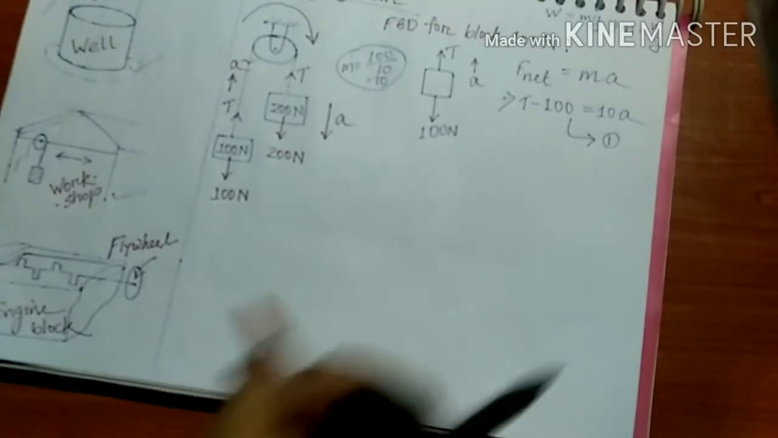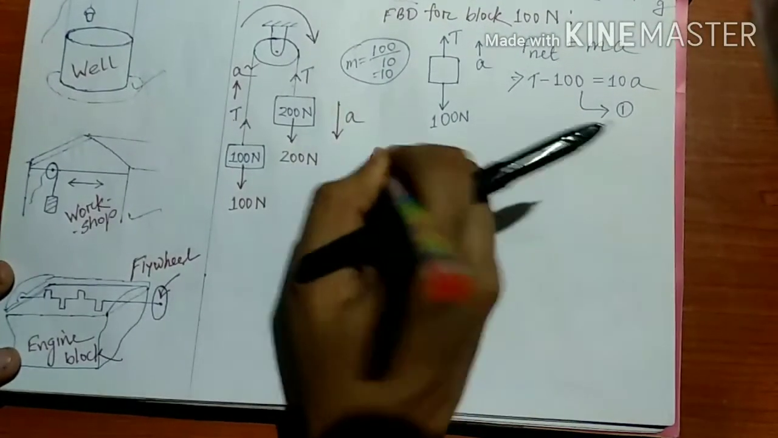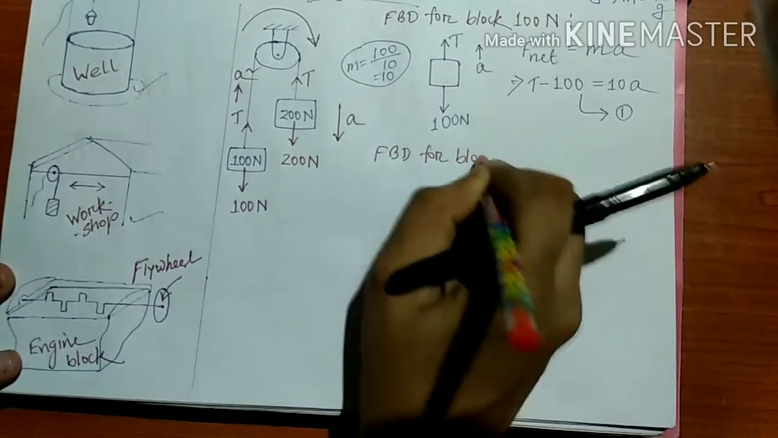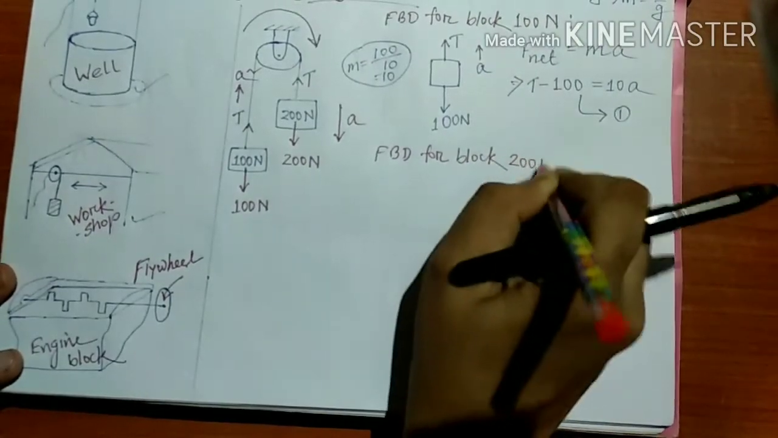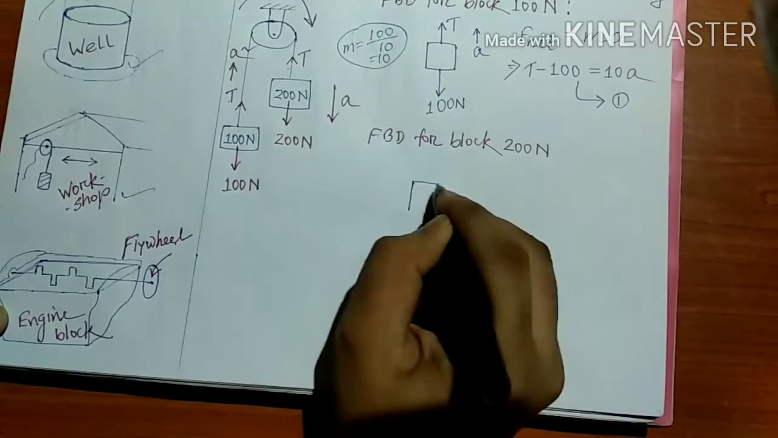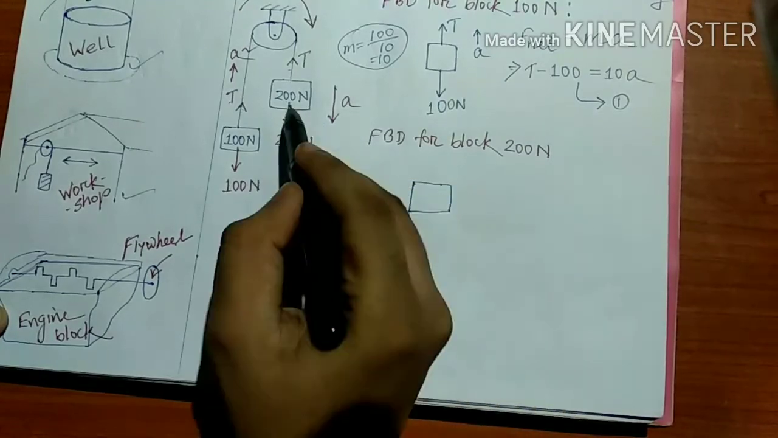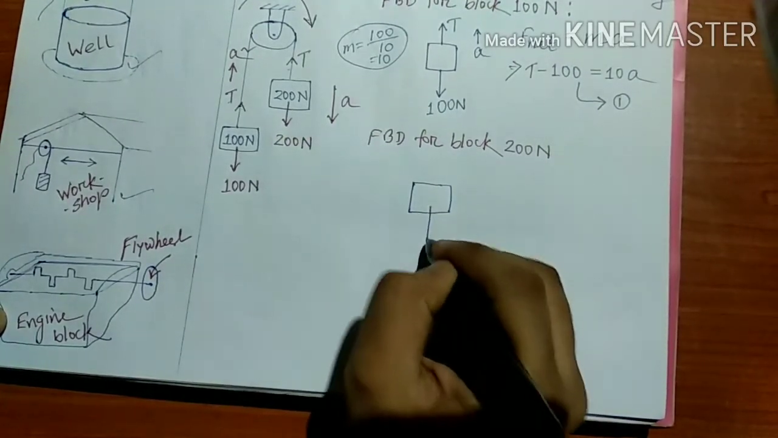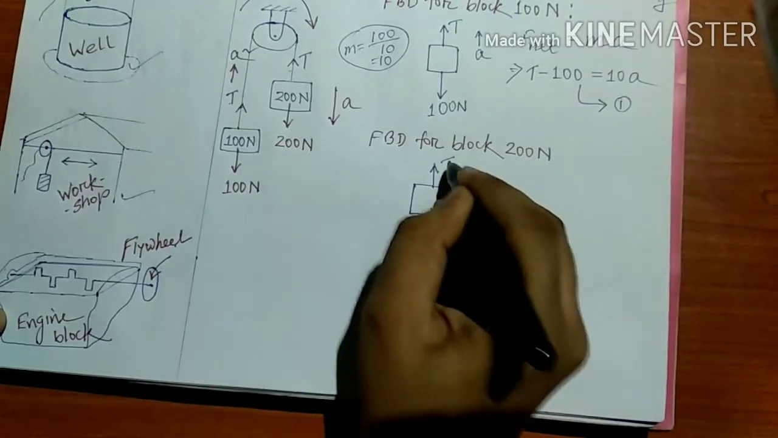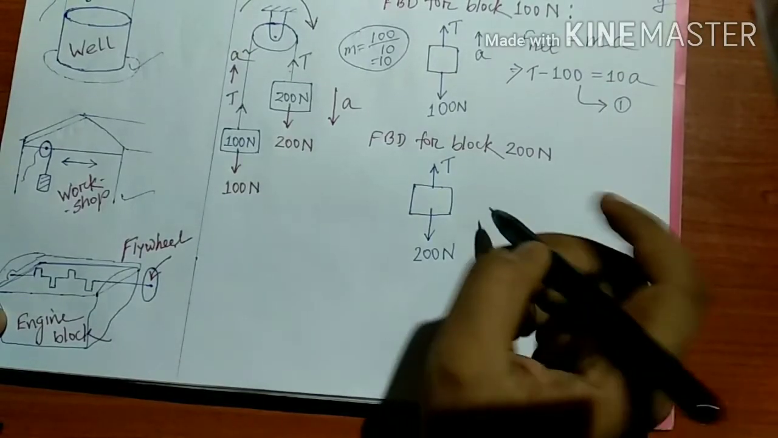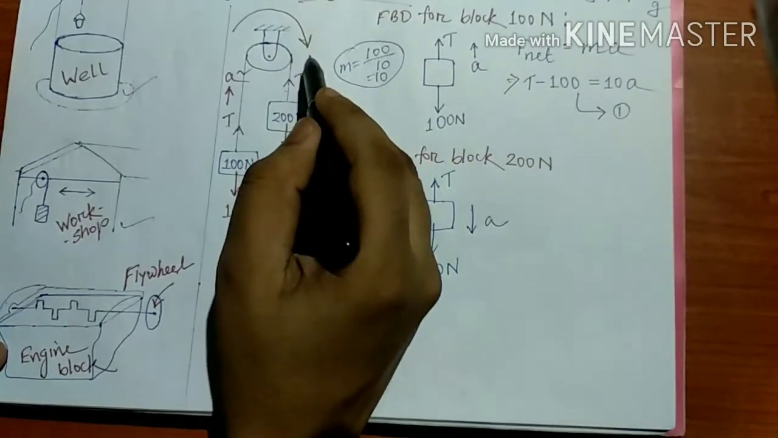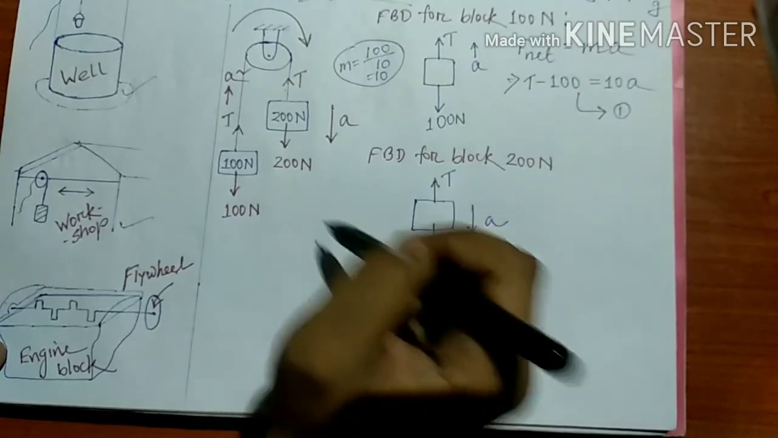Now I am going to draw the FBD for the block 200 Newton, right? So this is the 200 Newton block, this block. Okay, so weight is acting downward and tension is acting upward. Here acceleration will be in the downward direction, because here you can see the pulley is rotating in the clockwise direction, so this body is moving in the downward direction.